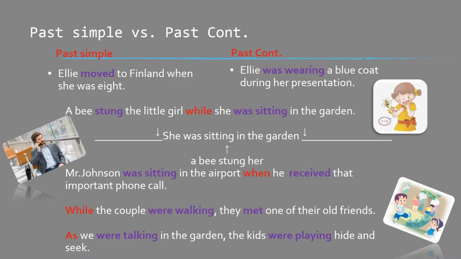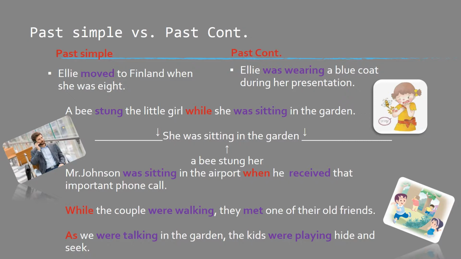Now, let's try to compare simple past with past continuous. We often use the past simple and past continuous together to describe the relationship between two actions. We can use when, while, and as to describe situations in which one event interrupts another. For example, a bee stung the little girl while she was sitting in the garden.